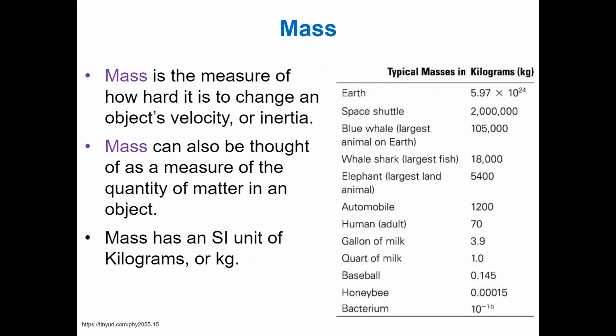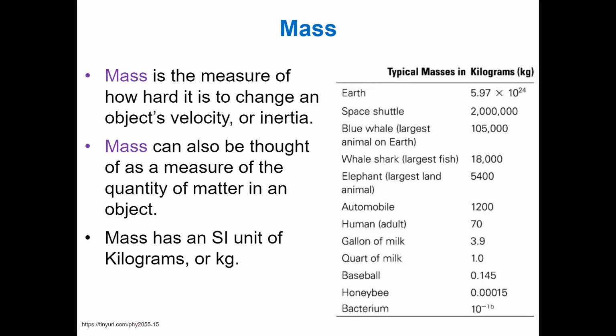Because mass is the measurement of how hard it is to change an object's velocity. You can imagine if the object has larger mass, then it's not as easy to change its velocity, right? If you push a car, it will not move, or probably will move slowly, maybe. But if you push a very small ball, then it's going to be moving much faster.